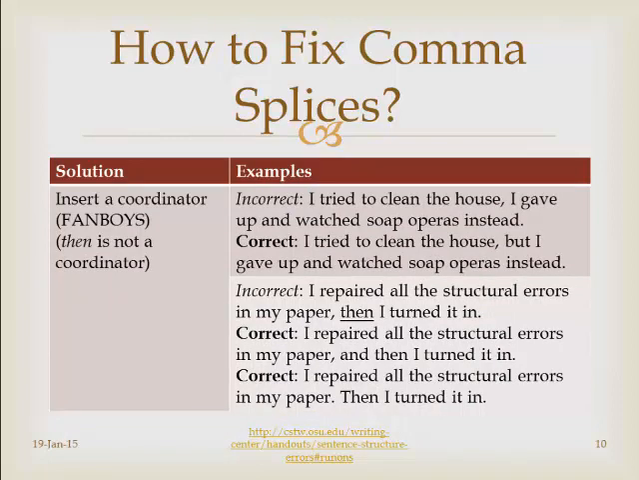Because we're talking about two independent clauses, you put in the appropriate coordinator, like the acronym FANBOYS I gave you, any of those. But remember, the word then is not really a coordinator, and you can't use it without a coordinator of its own. So let's look at some examples. I tried to clean the house, but I gave up and watched soap operas instead. There you're connecting contrasting ideas. By adding a coordinator, you make the sentence not a comma splice error.